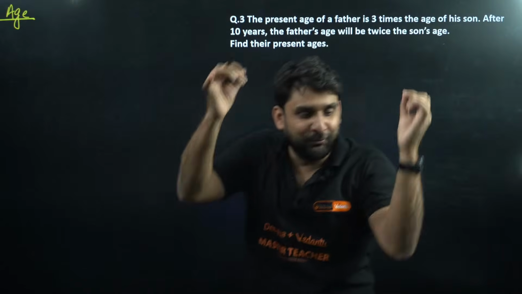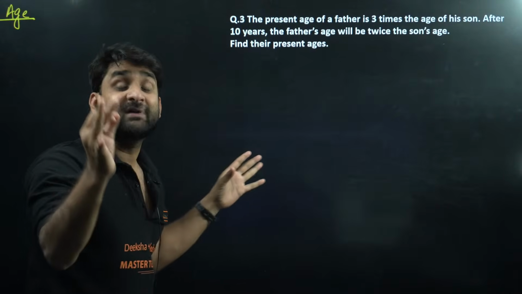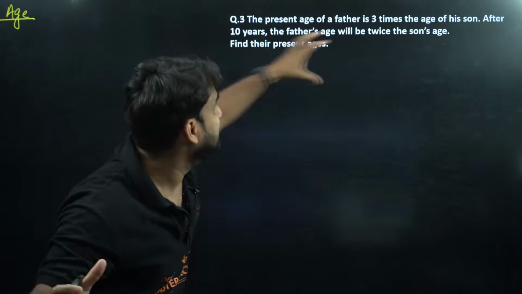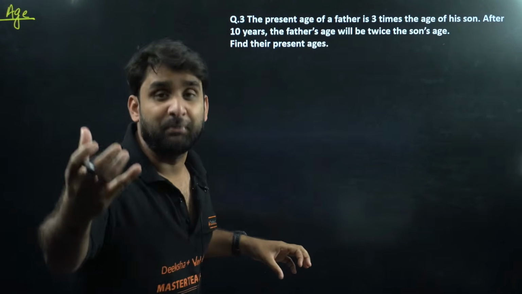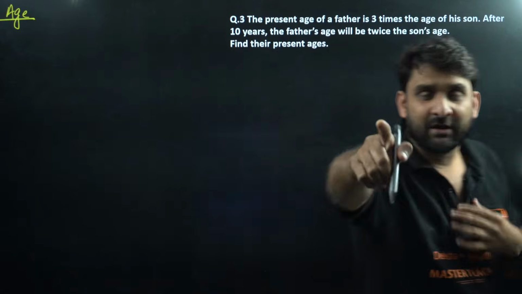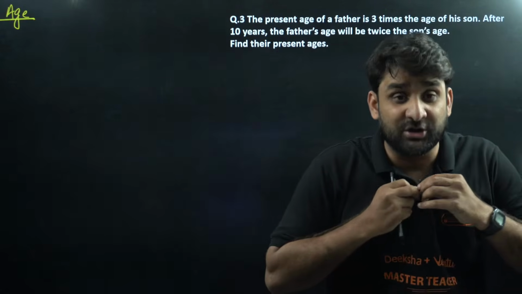So what we have to do in every question is always let the present age of the individuals present in the question be variables. First, my dear champions, I have already uploaded one more video, a one shot of pair of linear equations in two variables.